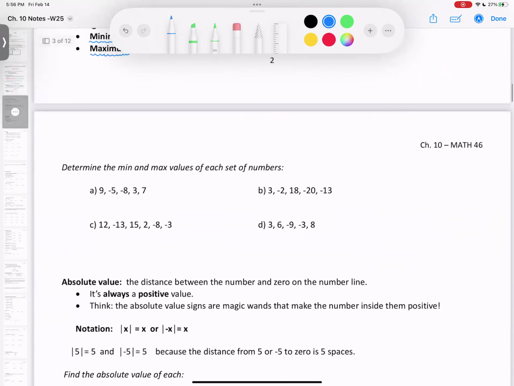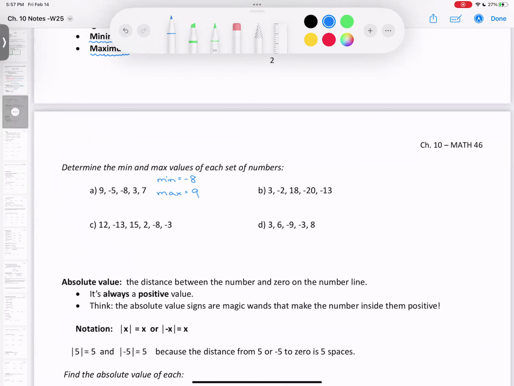So here we're asked to determine the min and max of each of these sets. So the minimum is going to be the smallest number, which is kind of like the most negative. So that would be negative 8 here. And your max here then would be 9. So pause this video and try that for the next ones.